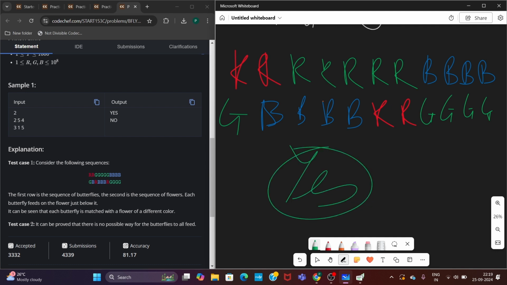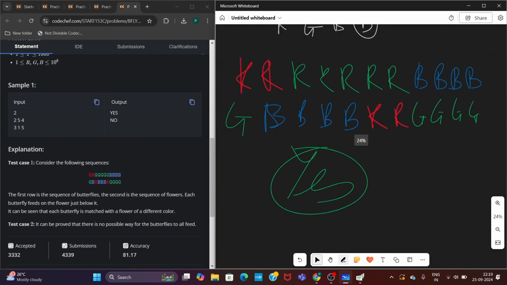So you can see that it is possible for them to feed, so our answer will be yes over here. Okay, so let's see how we can solve this problem statement. Basically over here, let's see one edge case.